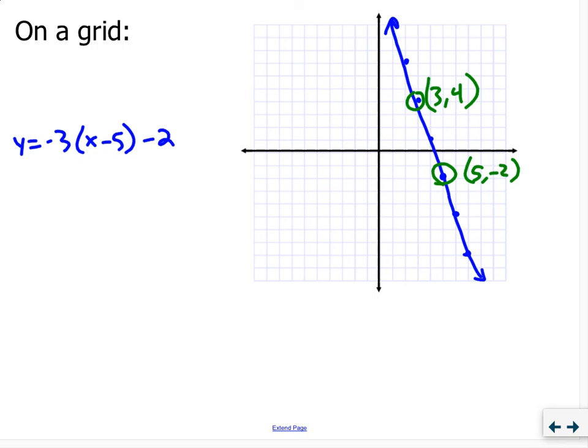So hopefully what you recognize here is that the point-slope form of a line is a very, very efficient way to write the equation of a line. It's one of my favorites. I really like it a lot.